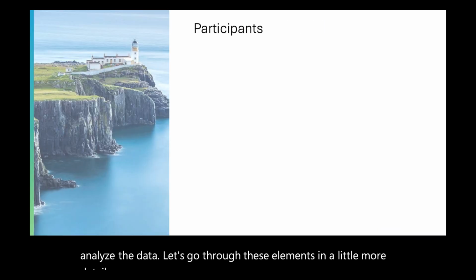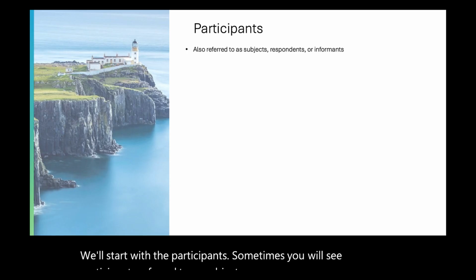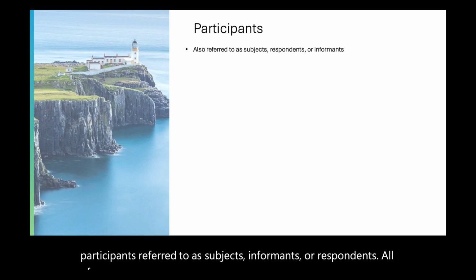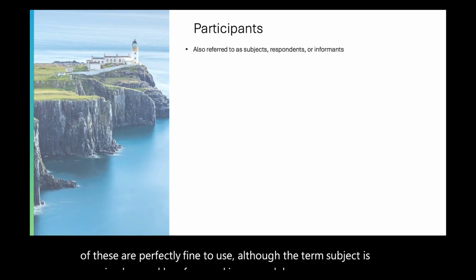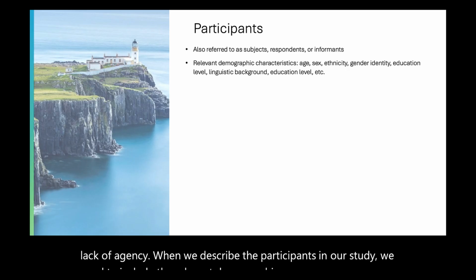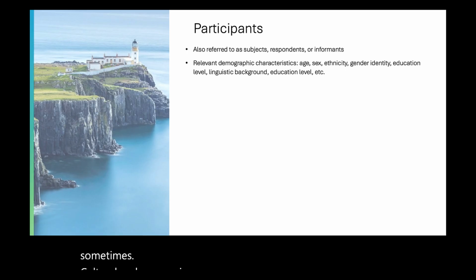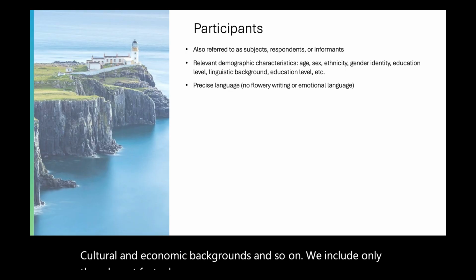We'll start with the participants. Sometimes you will see participants referred to as subjects, informants, or respondents. All of these are perfectly fine to use, although the term subject is growing less and less favored in research because it implies the lack of agency. When we describe the participants in our study, we need to include the relevant demographic information about them. Typically, age ranges, gender identities, educational levels, sometimes linguistic, cultural, and economic backgrounds, and so on. We include only the relevant factual information, and we use precise and neutral language.